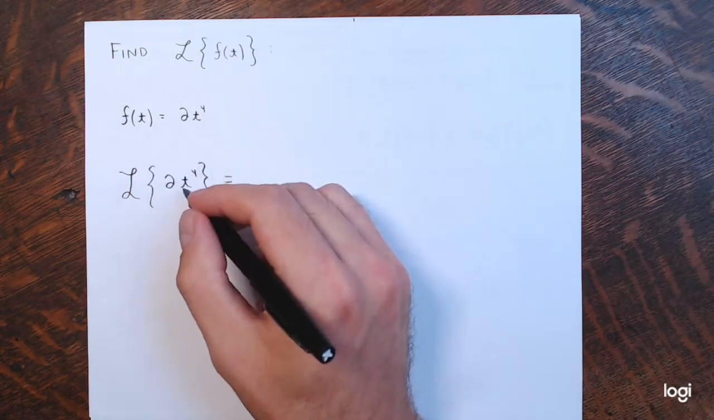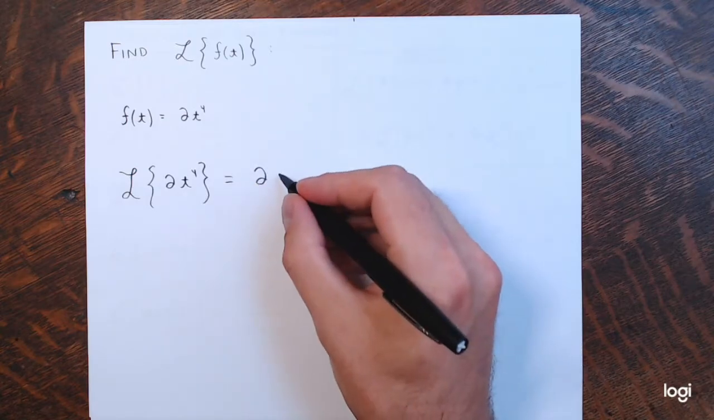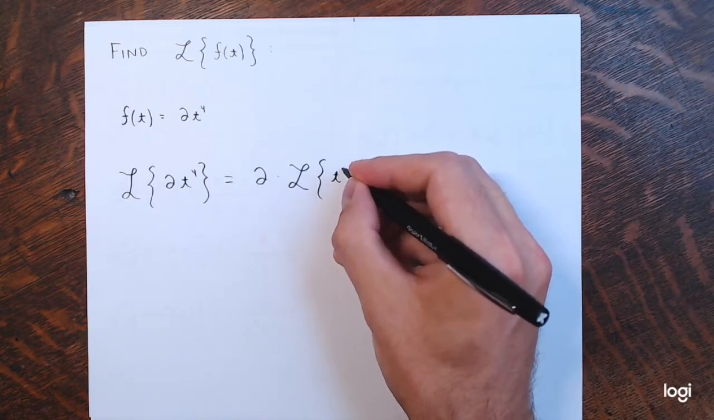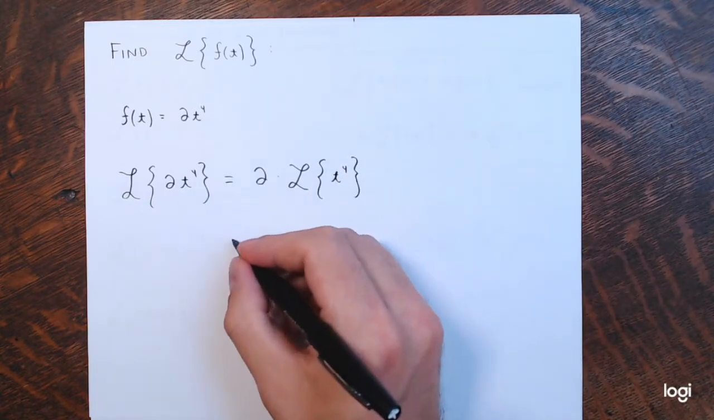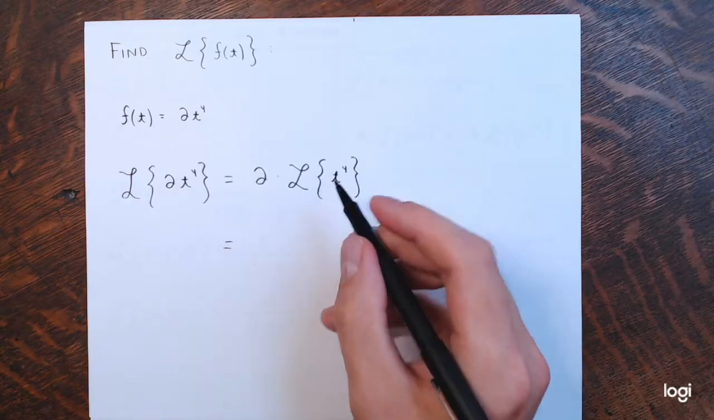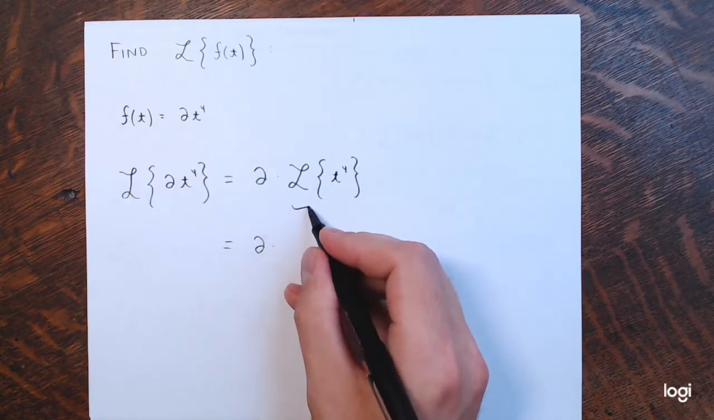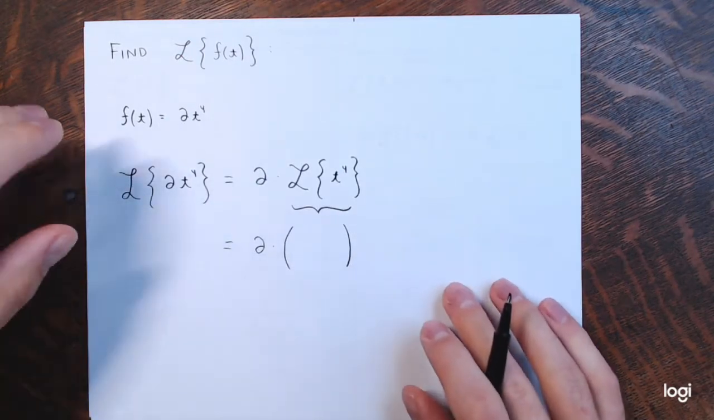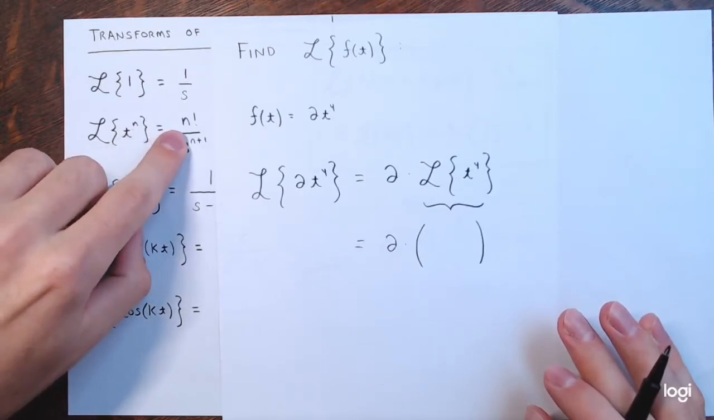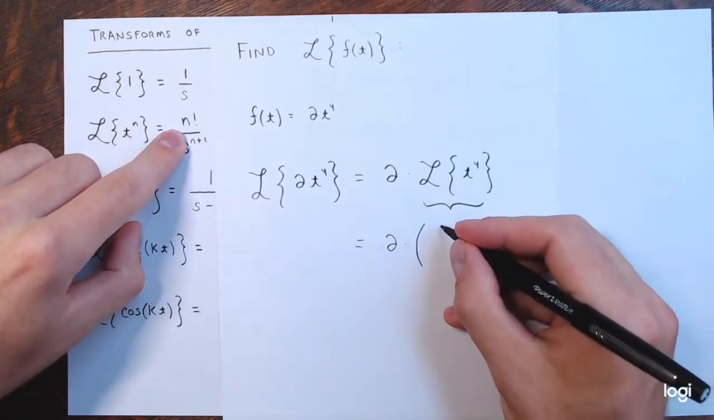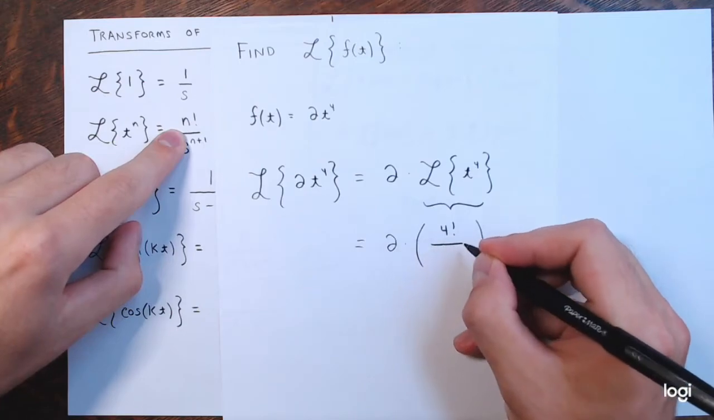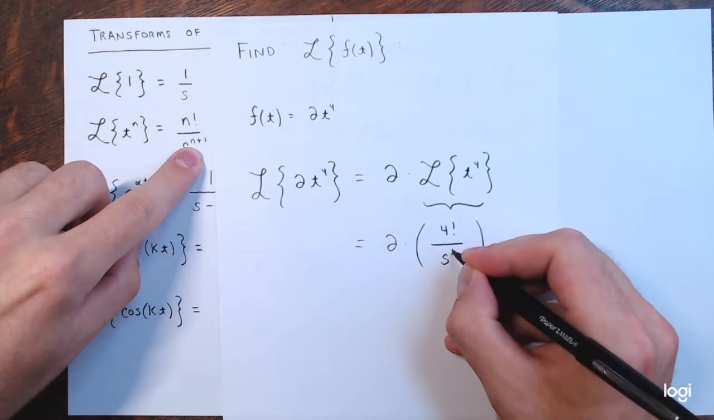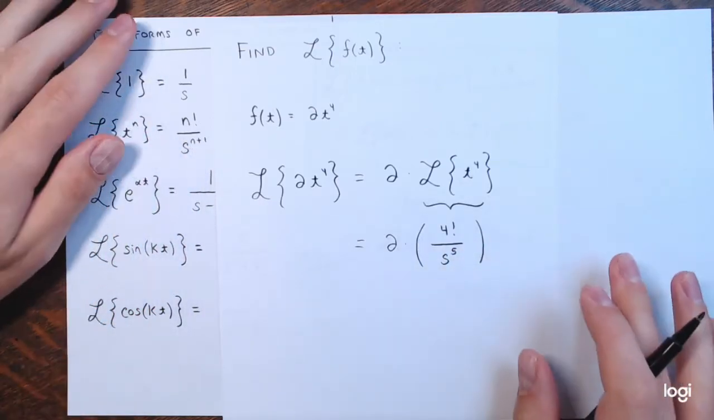Well, you can pull, that's only a single term. You can pull the constant out. It'd be 2 times the Laplace transform of t to the fourth. And if you recall from the earlier page, when I have a power of t like this, the Laplace transform of t to the fourth would be 4 factorial in the numerator, 4 factorial over s to the 4 plus 1, so s to the 5th power. And then we simplify this.